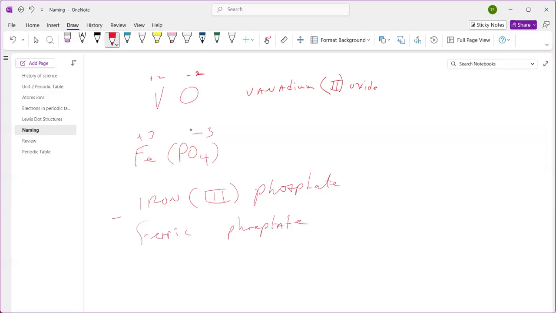So play those off each other, especially when you're looking at a cation that can have multiple charges. And you ask yourself, well, which one is it? Look at the anion, because the anions don't come with multiple charges. There's only one of them. So use the anion to determine what the positive has to be.